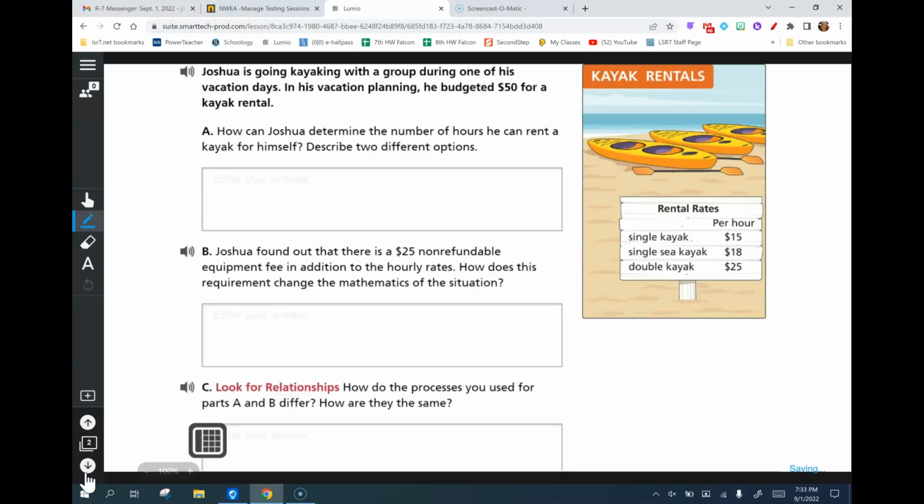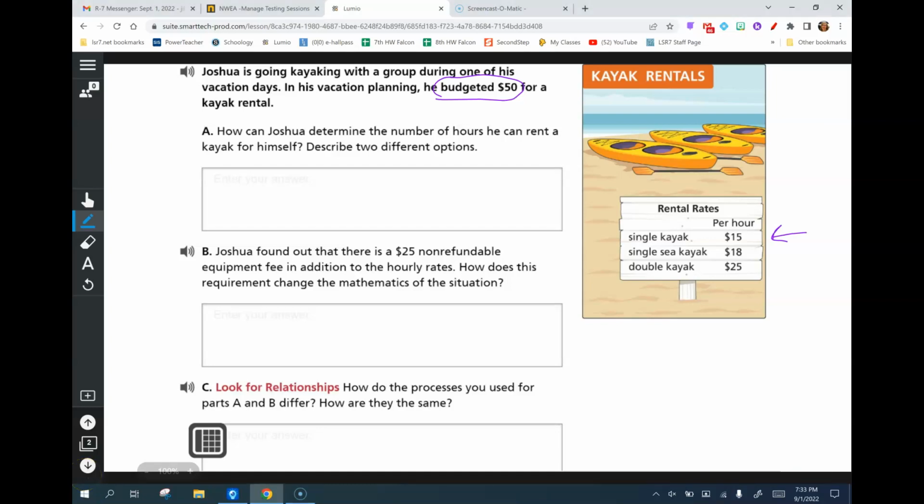And it says Joshua is going kayaking with a group during one of his vacation days. In his vacation planning, he budgeted $50. I like to always underline things that I think are going to be important for a kayak rental. How can Joshua determine the number of hours he can rent a kayak for himself? Describe 2 different options. Now make sure you pay attention to this sign right over here. Okay, try that on your own, please.